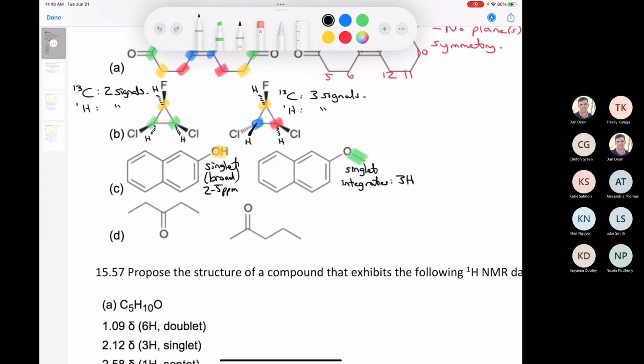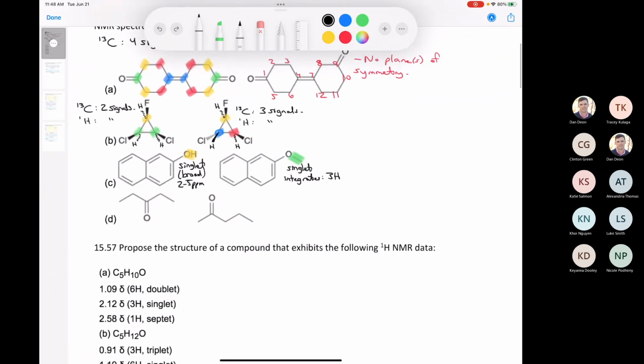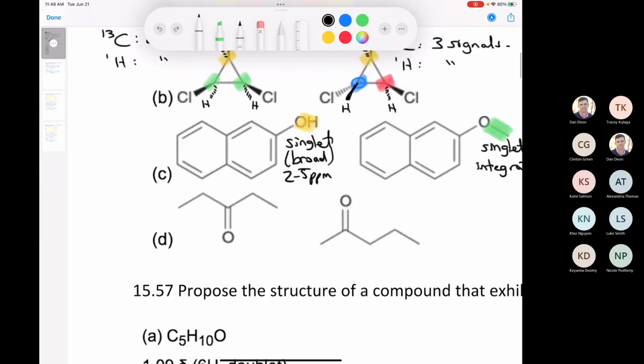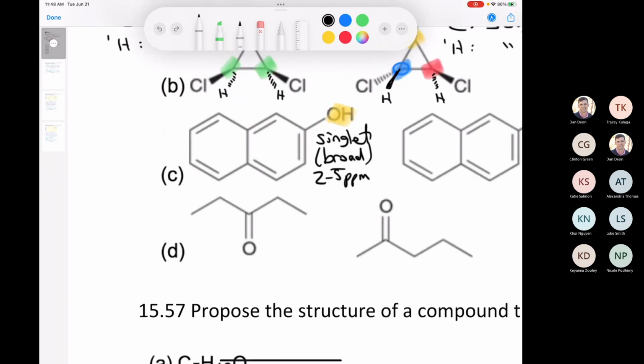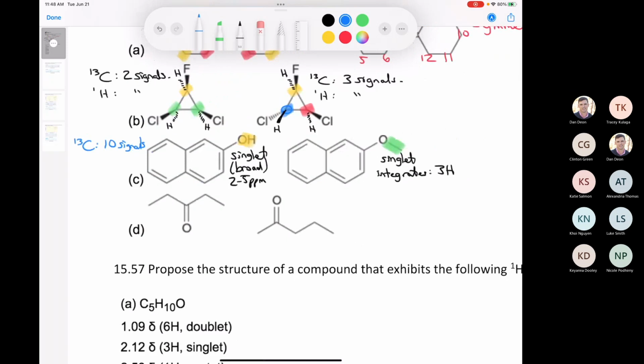Since there's no symmetry in either of these molecules, the compound on the left only has 10 carbons in it. So let's write it down here. In the carbon-13, you'd see 10 signals. But in the carbon-13 of this compound, you'd see 11 signals.